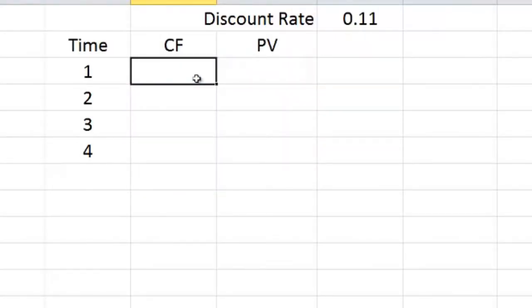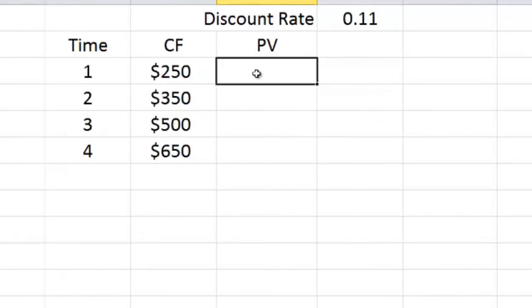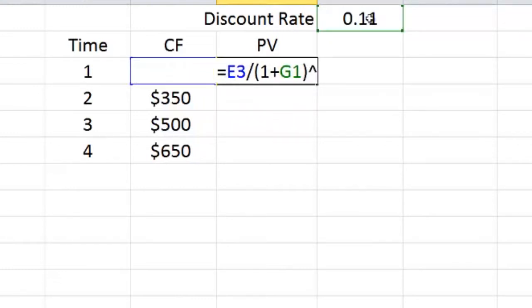So we have some project or security. We estimate some cash flows. If we want to know the value of that stream of cash flows, the present value of that stream, what it's worth today, we need to discount everything to time 0. So we're going to take this cash flow, divide it by 1 plus the 11% discount rate to the first power.